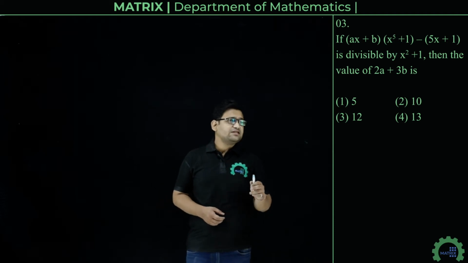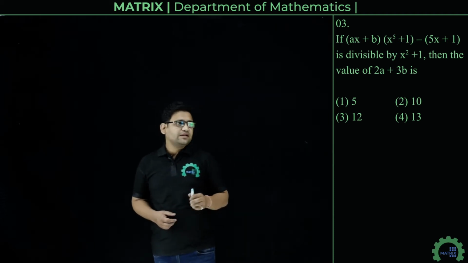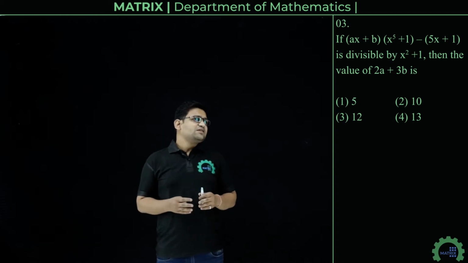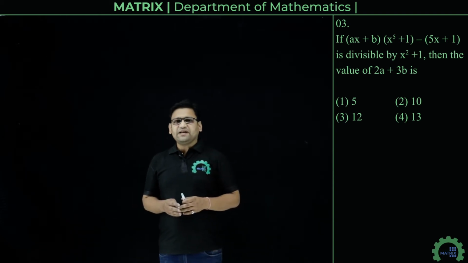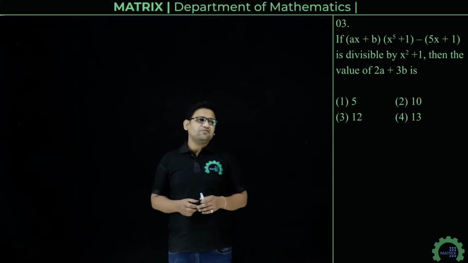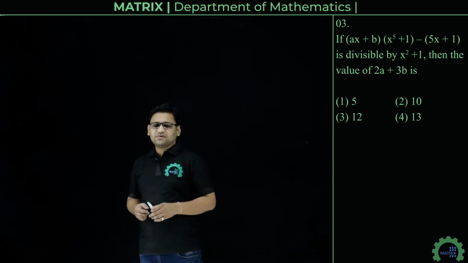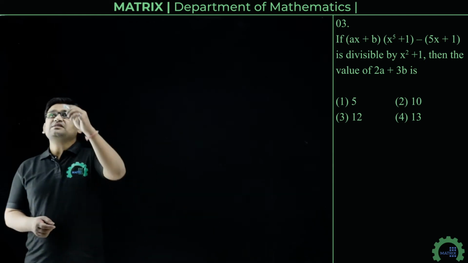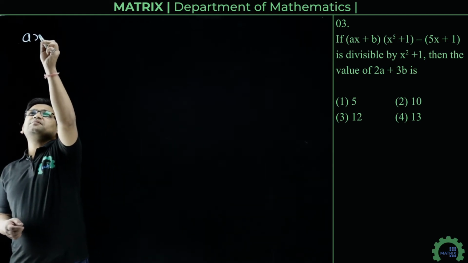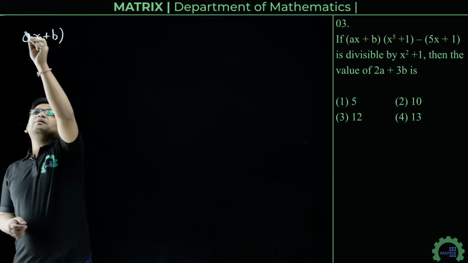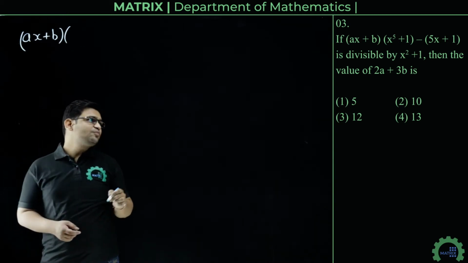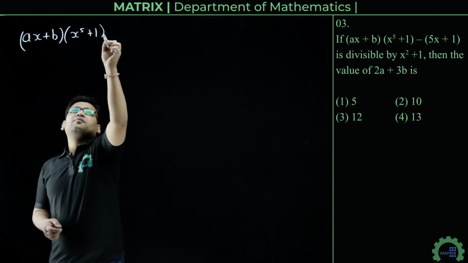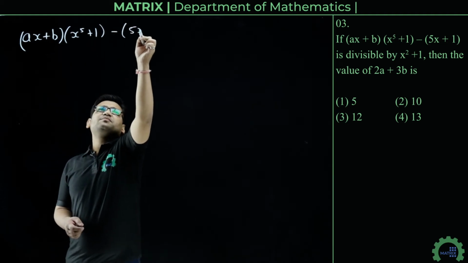is divisible by x^2 + 1, then we have to find the value of 2a + 3b. That is, the given expression is completely divisible by x^2 + 1 and we have to find the value of 2a + 3b. So first of all we will simplify the given expression. So the given expression is (ax + b) multiplied by (x^5 + 1) minus 5x plus 1.